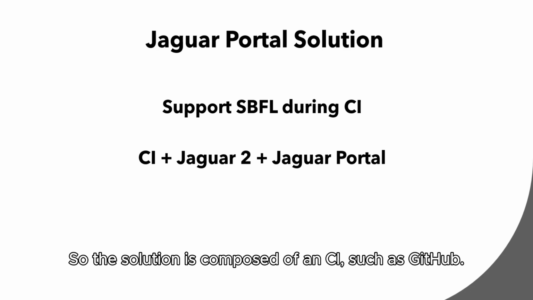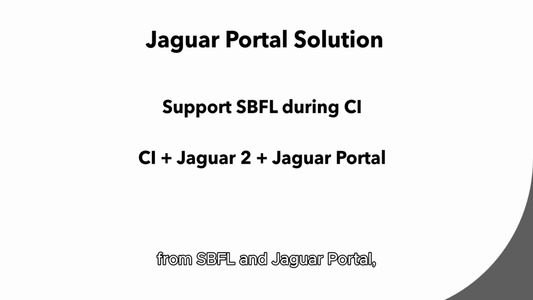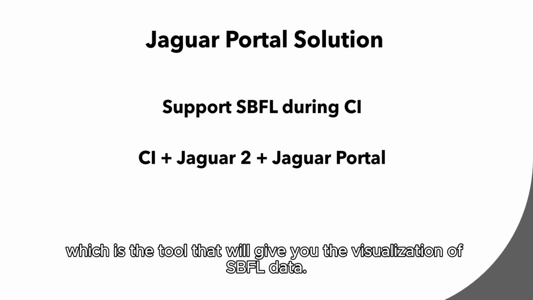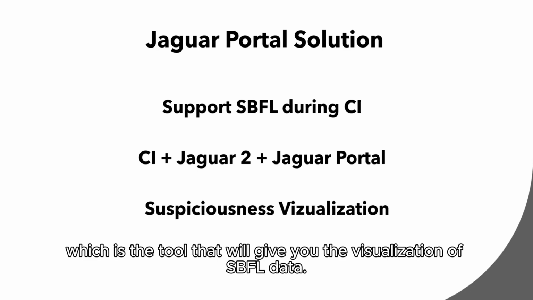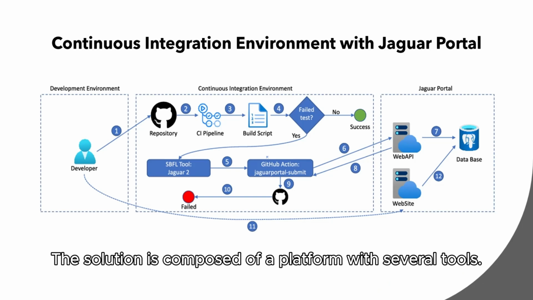So the solution is composed of a CI such as GitHub, Jaguar 2, which is the tool that will collect the SBFL information, and Jaguar Portal, which is the tool that will give you the visualization of SBFL data. So with this you have the visualization of the suspiciousness of defective code. The solution is composed of a platform with several tools.